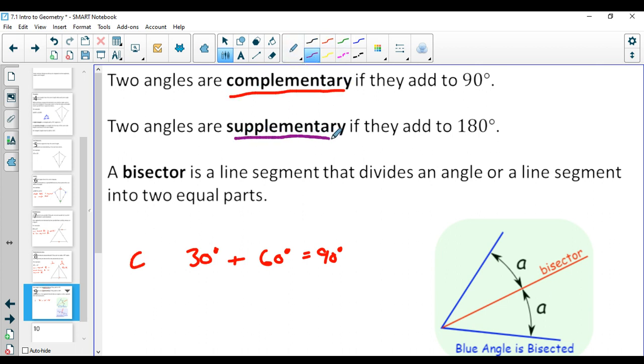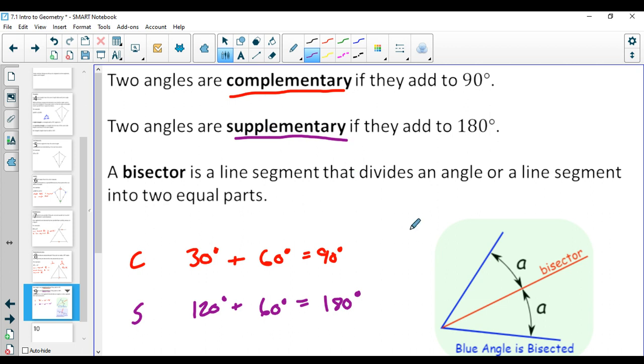For supplementary, they have to add to 180. That's just something you kind of have to remember. So if I have a 120-degree angle and I add 60 degrees, that equals 180. So those two angles will be supplementary. These will become important later on when we work with shapes and we are trying to find congruent angles and sides and things like that. We need to know this terminology.